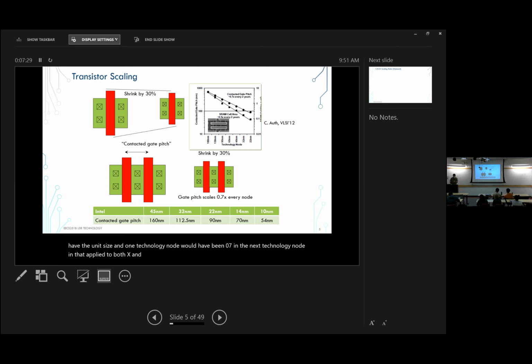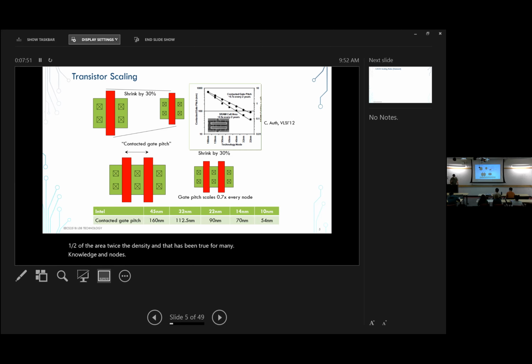As a result, when we multiply 0.7 by 0.7, we would end up with 0.5 of the area, or a half of the area, twice the density. And that has been true for many technology nodes.